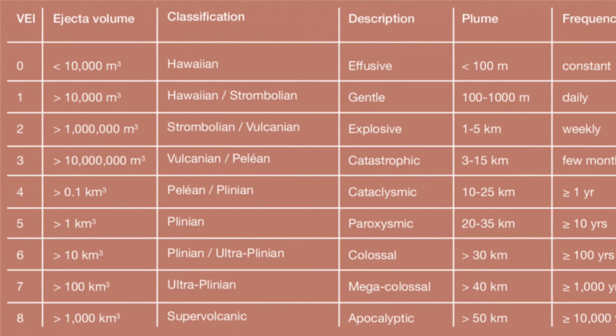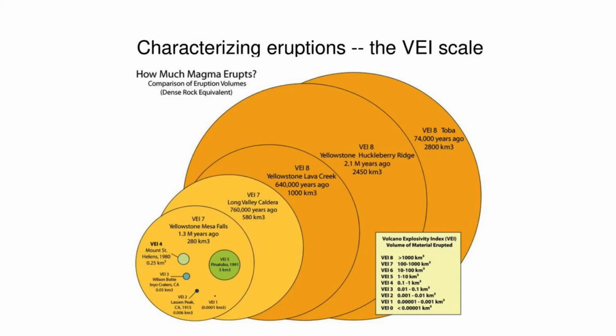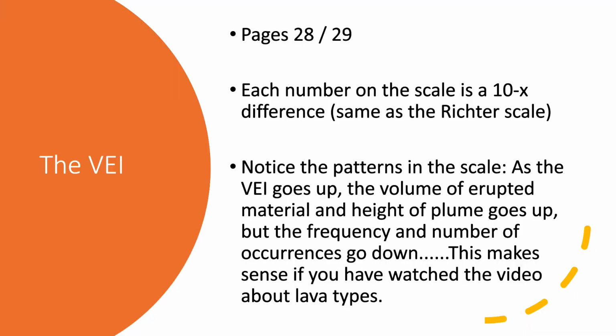Okay, so it very much links to the quite tricky stuff that we learned this week. But really, you just need to know that it exists, that the difference between the numbers is much bigger than first anticipated, and just to have a sense of, as the numbers go from 0 to 8, what increases and what decreases. So I've put a little note on there, okay? So as the VEI goes up, the volume of eruptive material and height of plume goes up, so there's a positive relationship there, but the frequency and the number of occurrences go down.